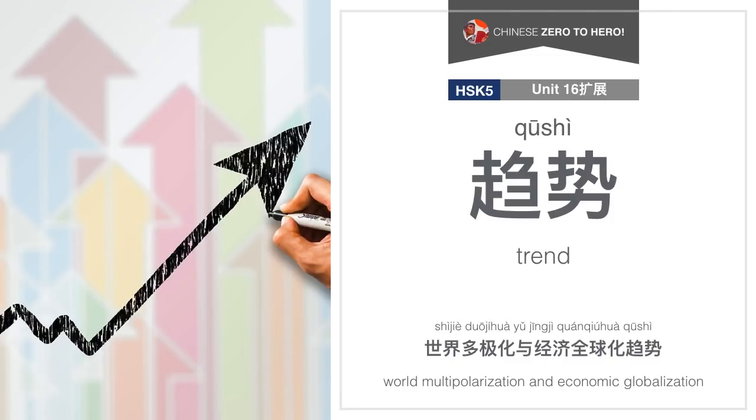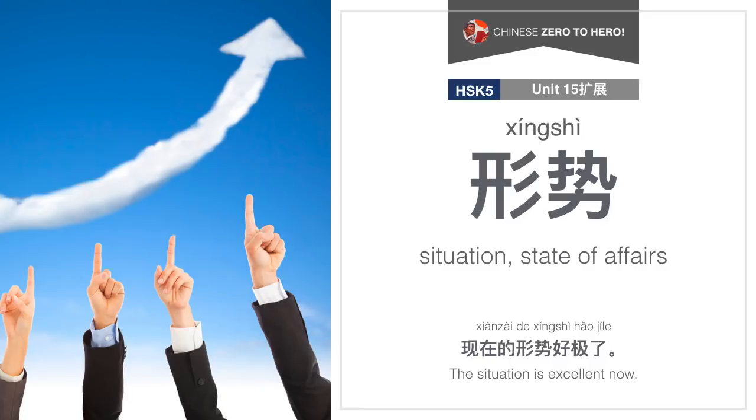In HSK 5, we learned the word 趋势, meaning trend. 世界多极化与经济全球化趋势. World multipolarization and economic globalization. In HSK 5, we also learned the word 形势, meaning situation or state of affairs. 现在的形势好极了. The present situation is excellent.